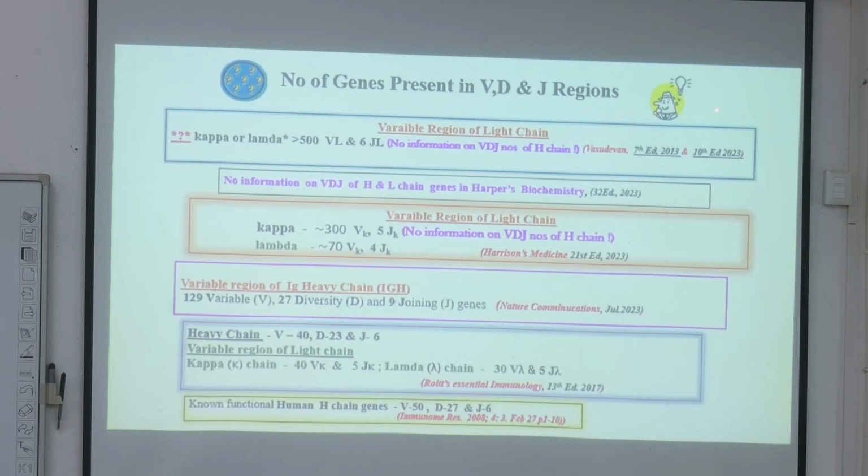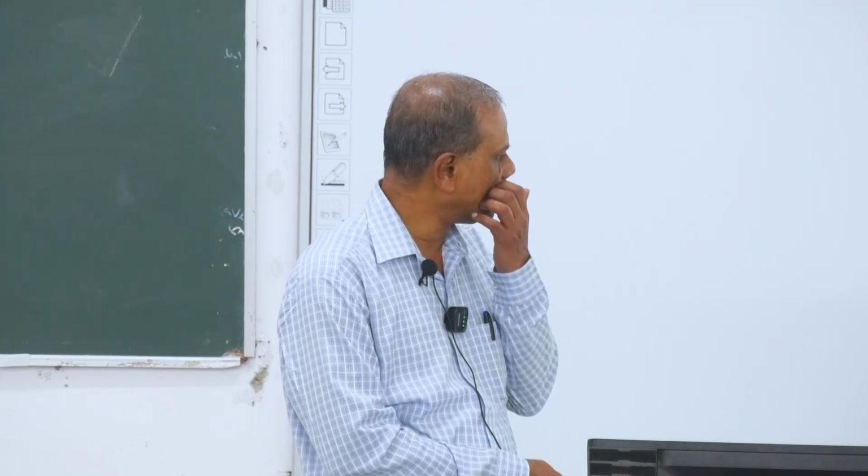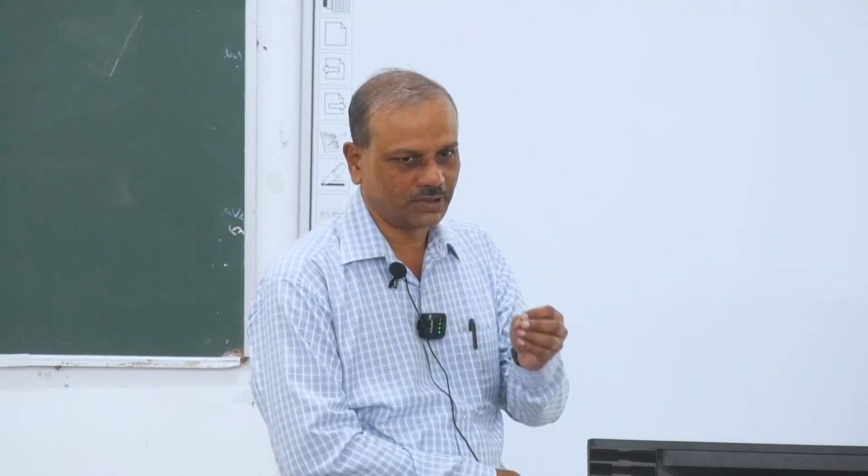In the Harper book, the latest 2023 edition, there is no information about the number. In Harrison's Medicine, which you will read in the medicine book, the only information is about kappa and lambda, but no information on the heavy chain, how many genes there are, and the number is quite different from what is written in the Vasudevan book. How can the 2013 edition write 500 VL genes, in contrast to the Harrison latest edition, which says 300 genes? Then Nature Communications, as I told you earlier, and Roitt's Immunology is another good reference book on immunology.